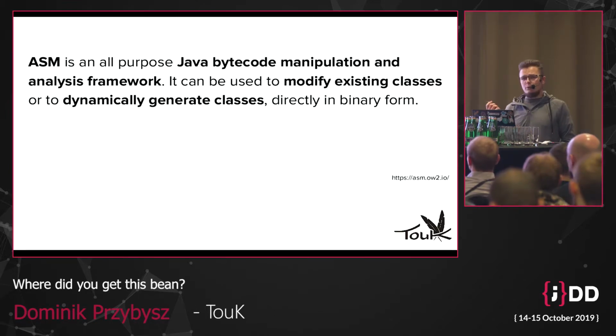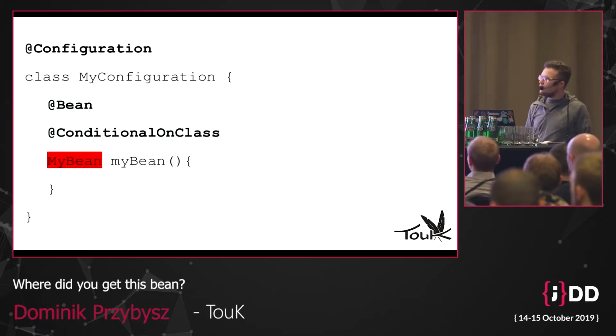And there is a problem with using the conditional on class, because if you define a bean in our configuration with conditional on class, and we create a method myBean which returns myBean, ASM won't help us here, because myBean is part of this class. It won't be checked because ASM works only on the annotation condition on the class.